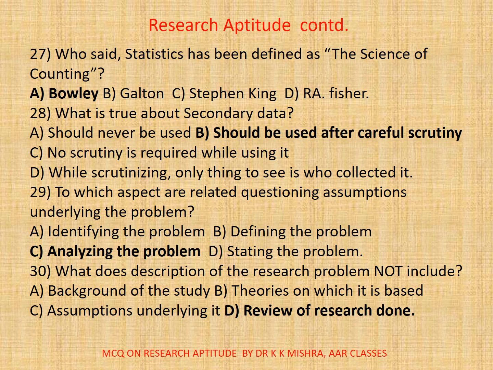29. To which aspect are related questioning assumptions underlying the problem? A. Identifying the problem. B. Defining the problem. C. Analyzing the problem. Or D. Stating the problem. The correct option is C. Analyzing the problem. 30. What does description of the research problem not include? Correct option is D. Review of research done.